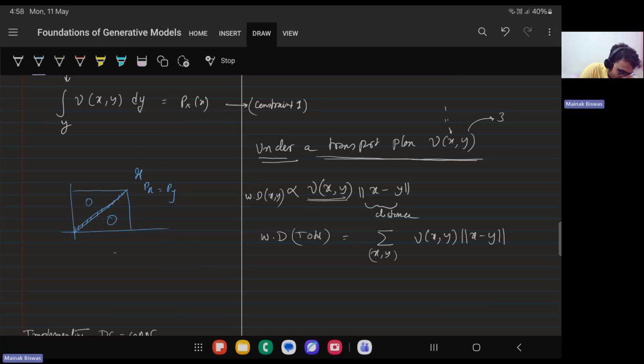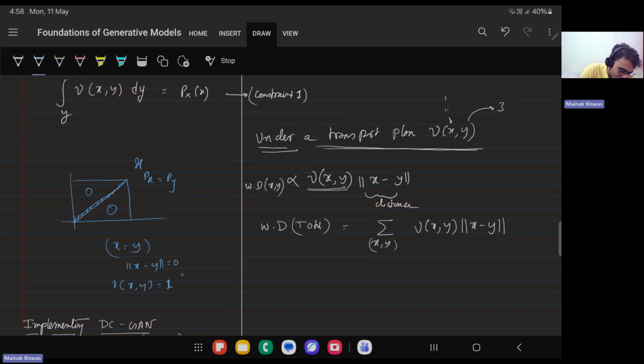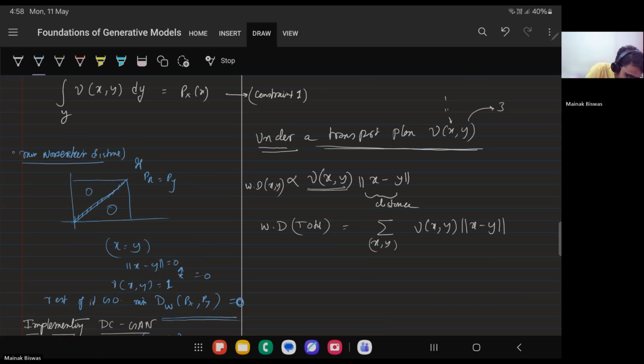So the idea is x equals y. Therefore the distance x minus y equals 0, and nu of x, y is equal to 1. So therefore this product is again equal to 0, and the rest of it is 0 as well. So therefore the minimum d_W of px and py is equal to 0. This is what we are showing. This is the minimum Wasserstein distance, and that is quite evident.